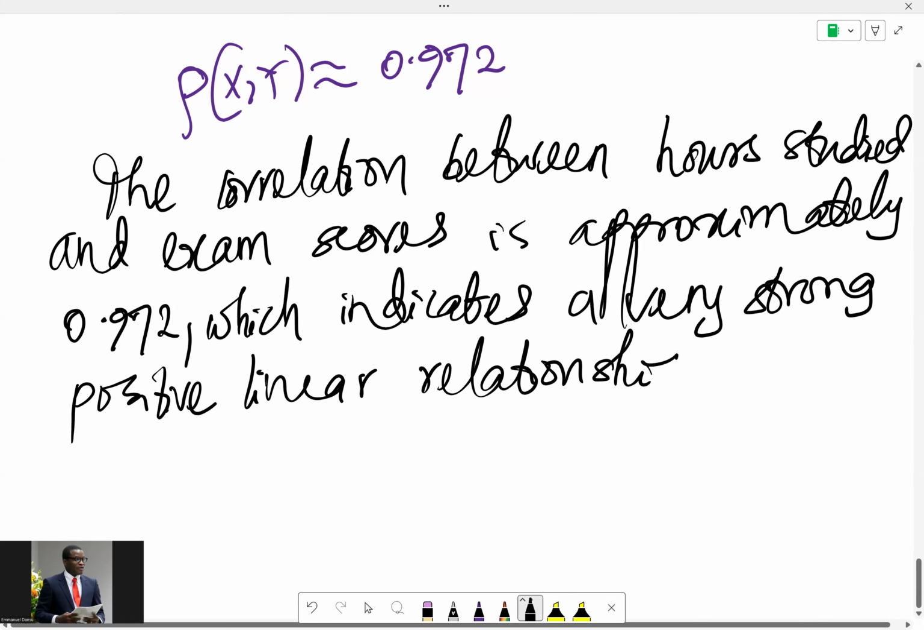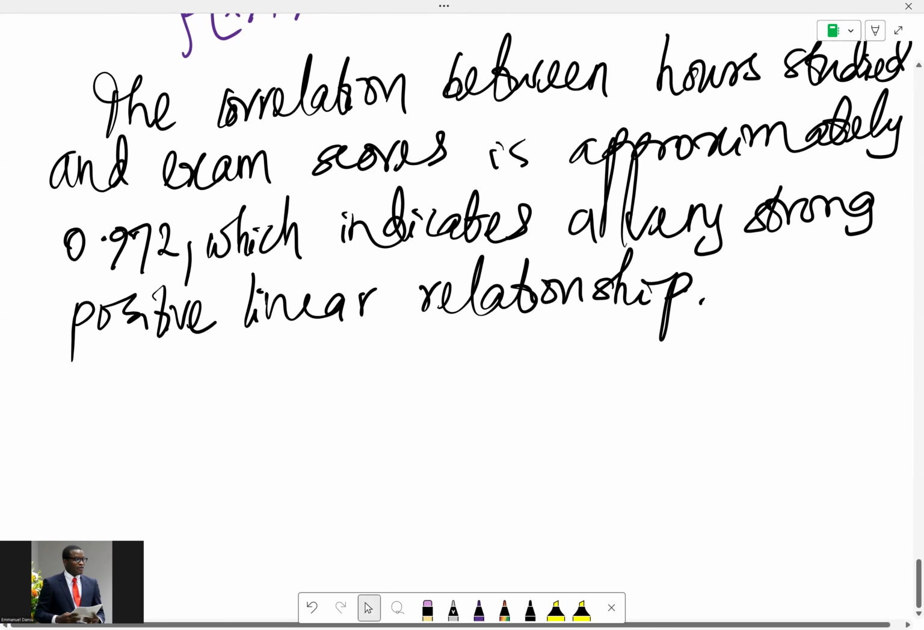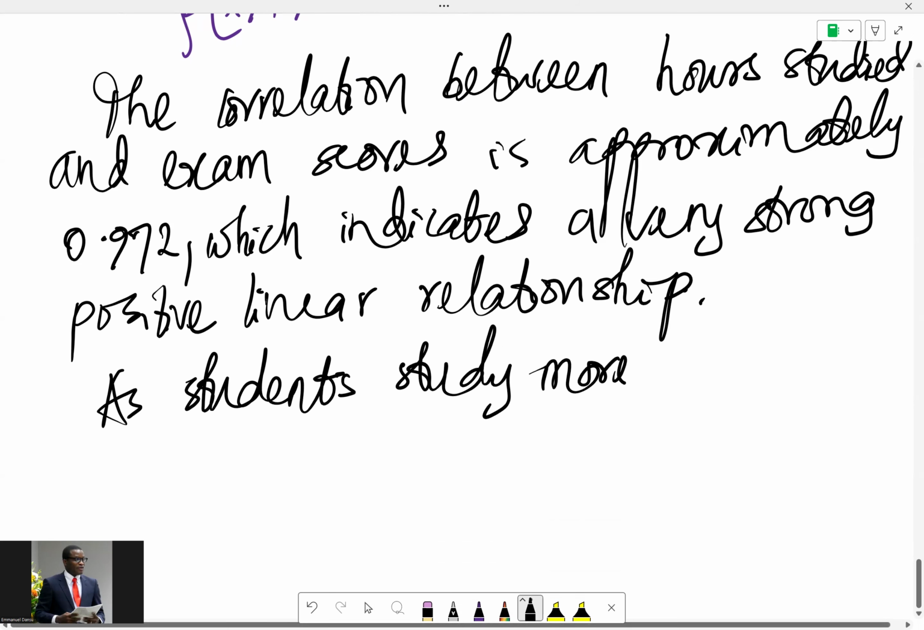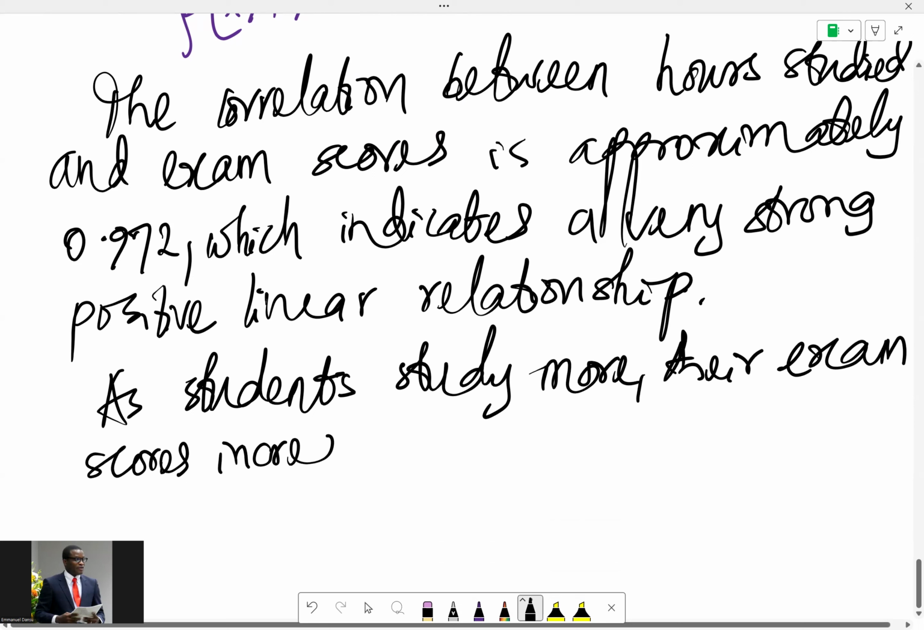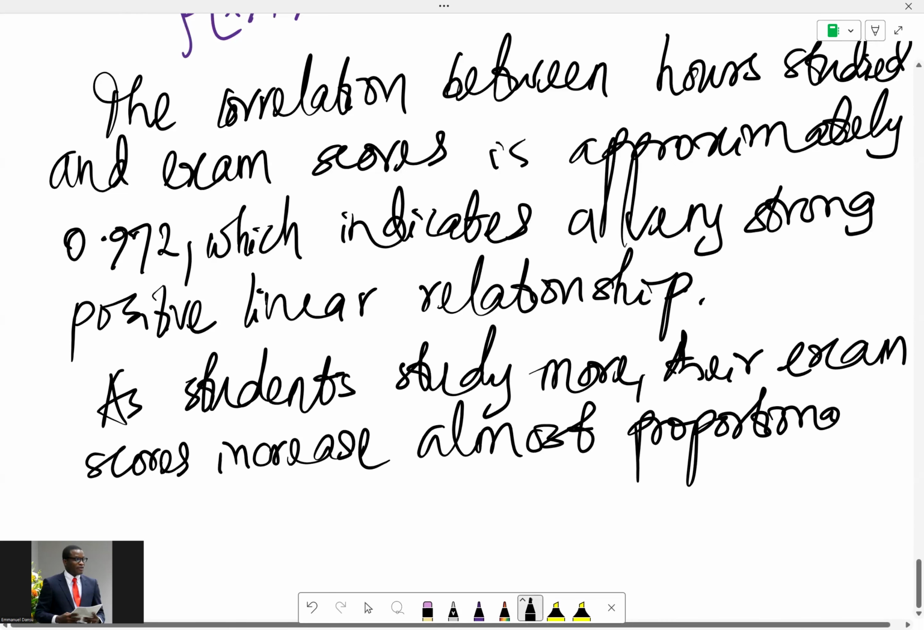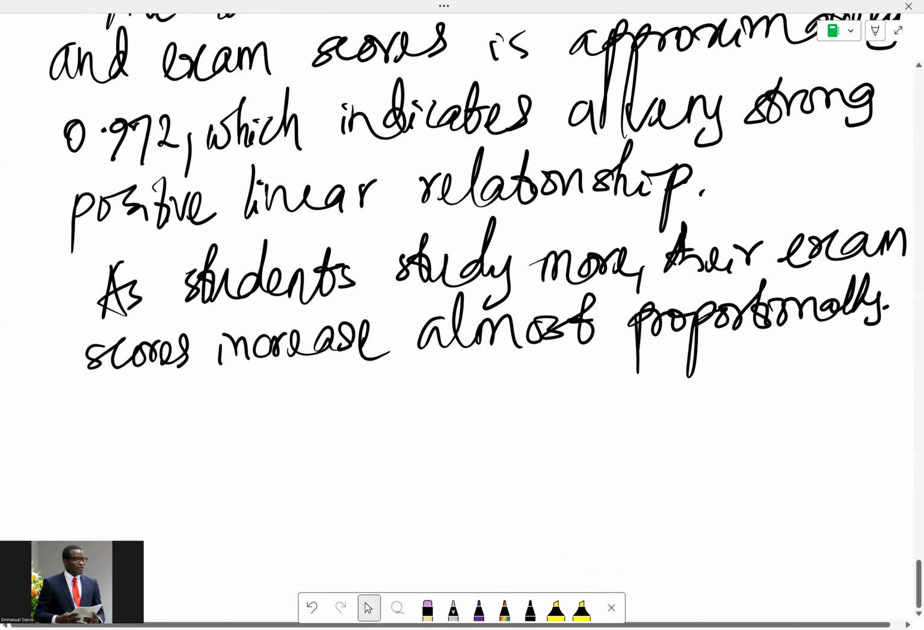Okay. So that simply tells us that as students study more, their exam scores increase almost proportionally. Okay. It's very possible that if you get the data from a group of gifted students, the result may not be the same. But on the average, right, we expect this kind of thing.